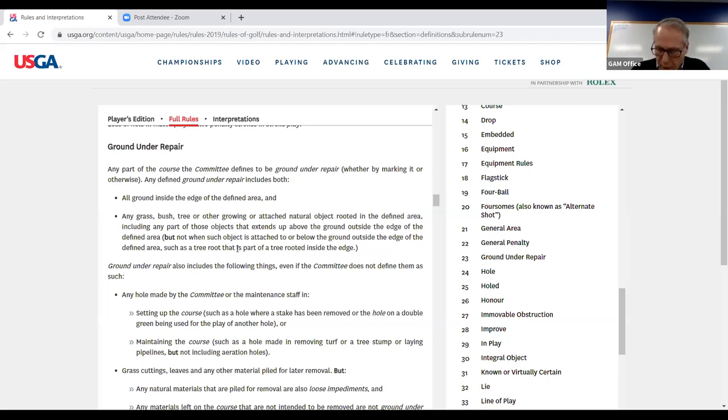The committee defines ground under repair in different ways. They could define it by its physical characteristics, or they could define it by stakes, by lines, any number of ways, as long as it's clear to the players how we've defined ground under repair. Just be aware of how it's defined and how relief would be granted. Relief is not required. It's optional to the player whether or not they take relief from ground under repair. Any questions on ground under repair?